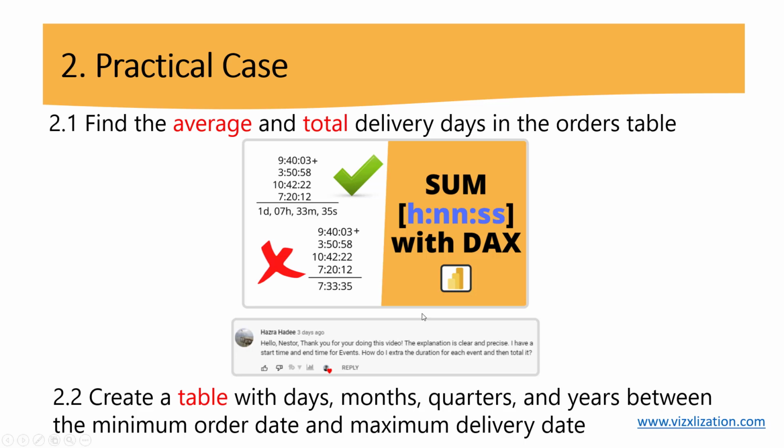And we're gonna do this today, my friends. And that's one of the points that we have here, right? Find the total delivery days in the orders table. And also we can find the average because this is very similar as well. So that's one of the first questions. The second question is, create a table with days, months, quarters, and years between the minimum order date and the maximum delivery date. So guys, please keep this in mind. And now, as always, let's go to Power BI Desktop.